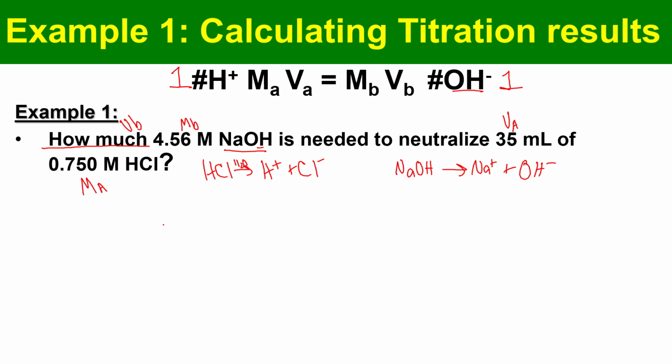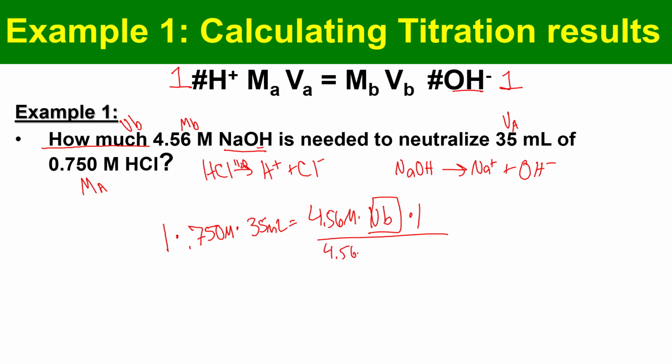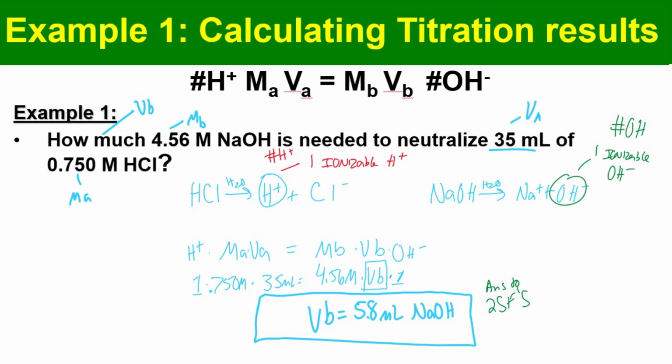So I have here 1 times the molarity of the acid, which is 0.750 molar, times its volume, which is 35 milliliters, and that is equal to the molarity of the base, which is 4.56 molar, times its volume, which we don't know, so that's Vb, that's what we're solving for, times the number of hydroxides, which is 1. So, since that's my variable, I'm going to divide this side by 4.56 molar times 1, and what I do to one side, I do to the other. Molar cancels, and that is a 1 that's there, so the 1s will cancel, and if I do the math correctly, I get this.